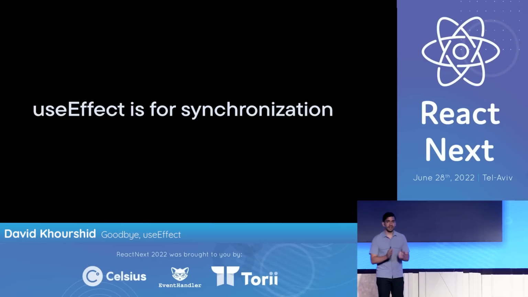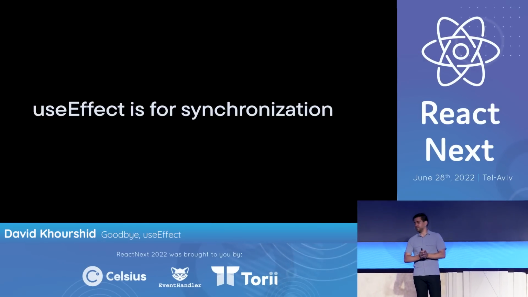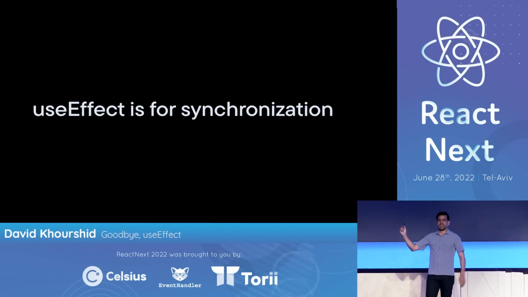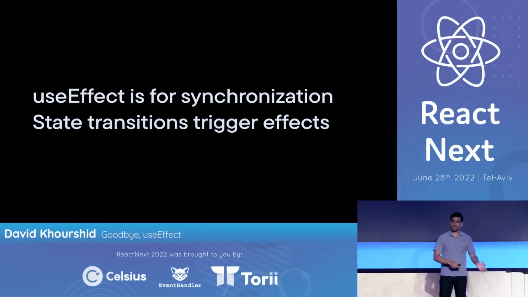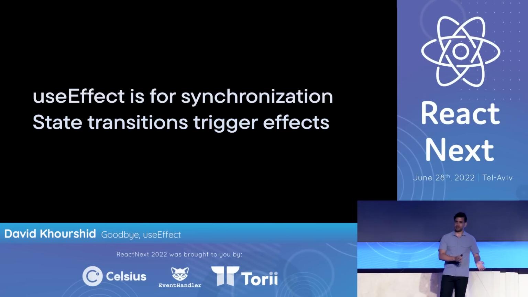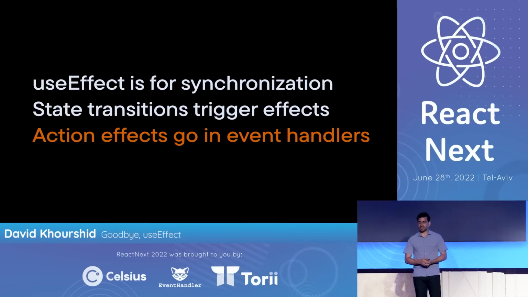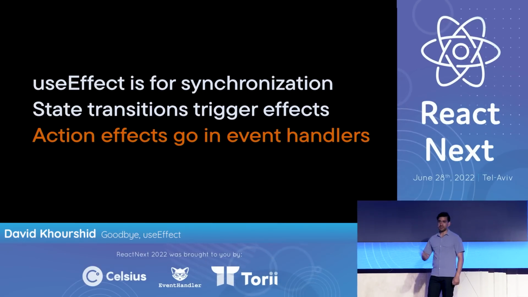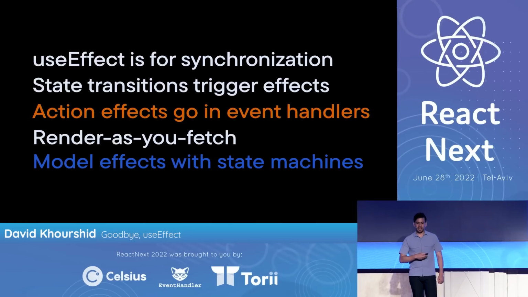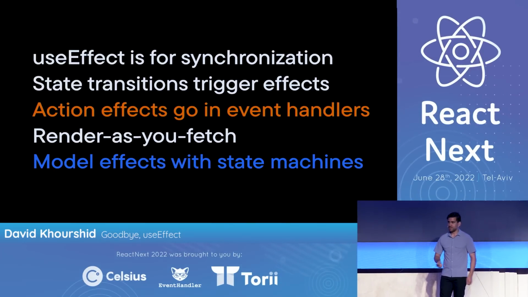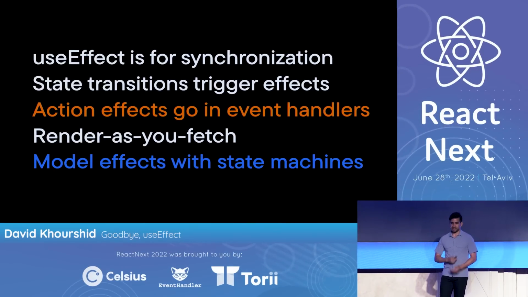So, in summary, hopefully in 20 seconds: useEffect is for synchronization. State transitions are what trigger effects, which means you put them in your event handlers when you can. Action effects go inside those event handlers. You should render as you fetch. And also, you should model your effects with state machines just because it's a really cool thing to do.